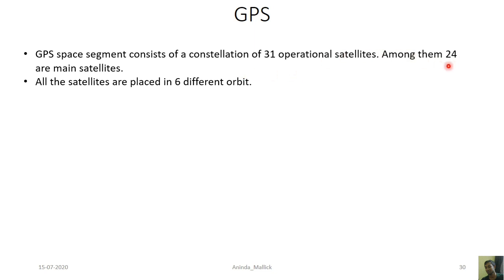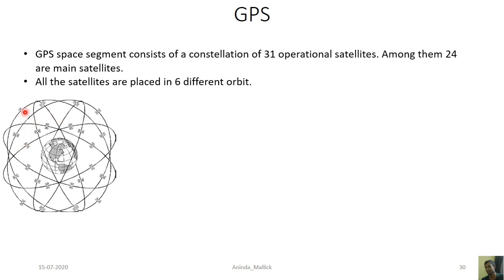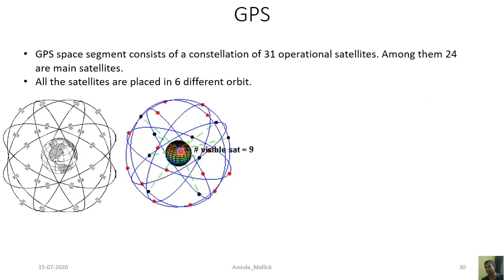These 24 satellites are placed in 6 different orbits: 1, 2, 3, 4, 5, 6 different orbits. From this blue colored place, from every place the visible satellites are 8, 9, 10, 9.